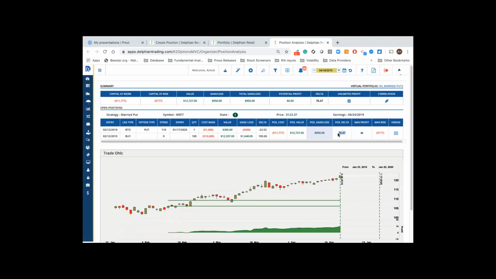At this point, 76. Because I have a 110 protection at 110. The stock is 123. The put delta is only 23 delta. So from this point on, every dollar of increase in Microsoft, I'm getting 77 cents, 76, 77 cents, right? The moment it goes to 90 cents, that's when I start raising my protections. You got it? I see.